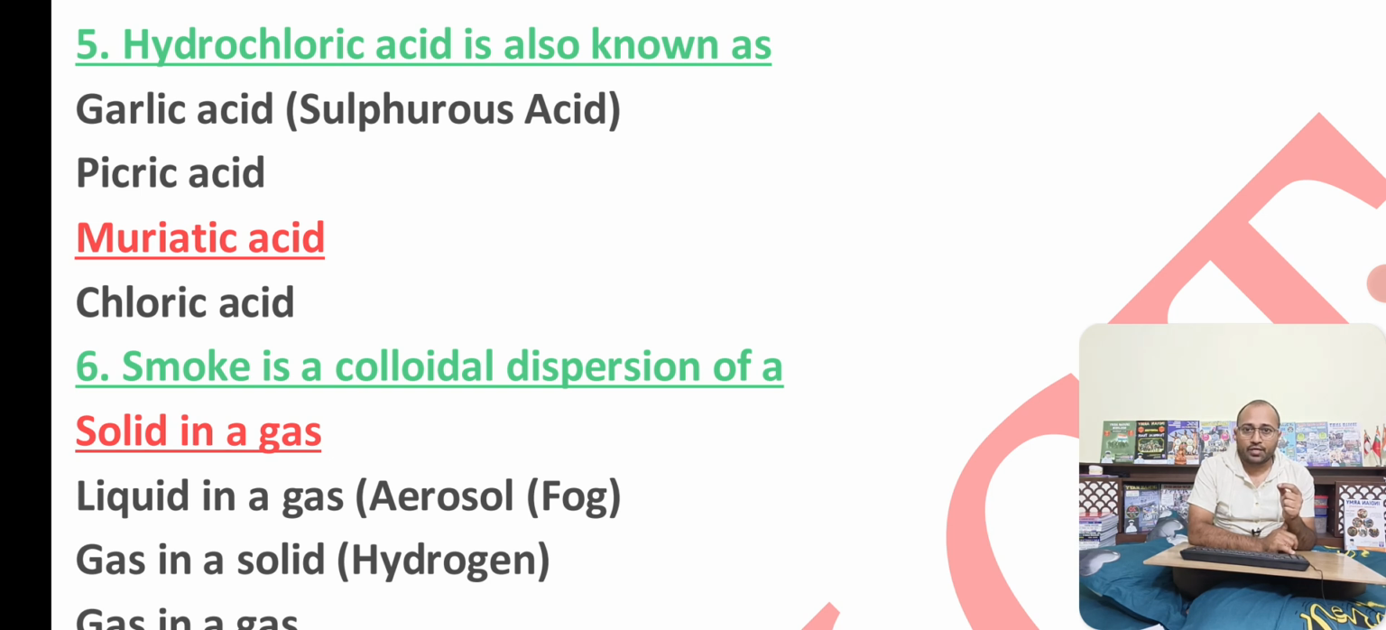When it comes to hydrochloric acid, HCl, which is also a stomach acid, it is also known as muriatic acid, guys. When it comes to garlic, or we can see it in onion, we have sulfurous acid, sulfur. Normally in garlic, the sulfurous acid is found, and in onion, because of that, we get tears while cutting onions.